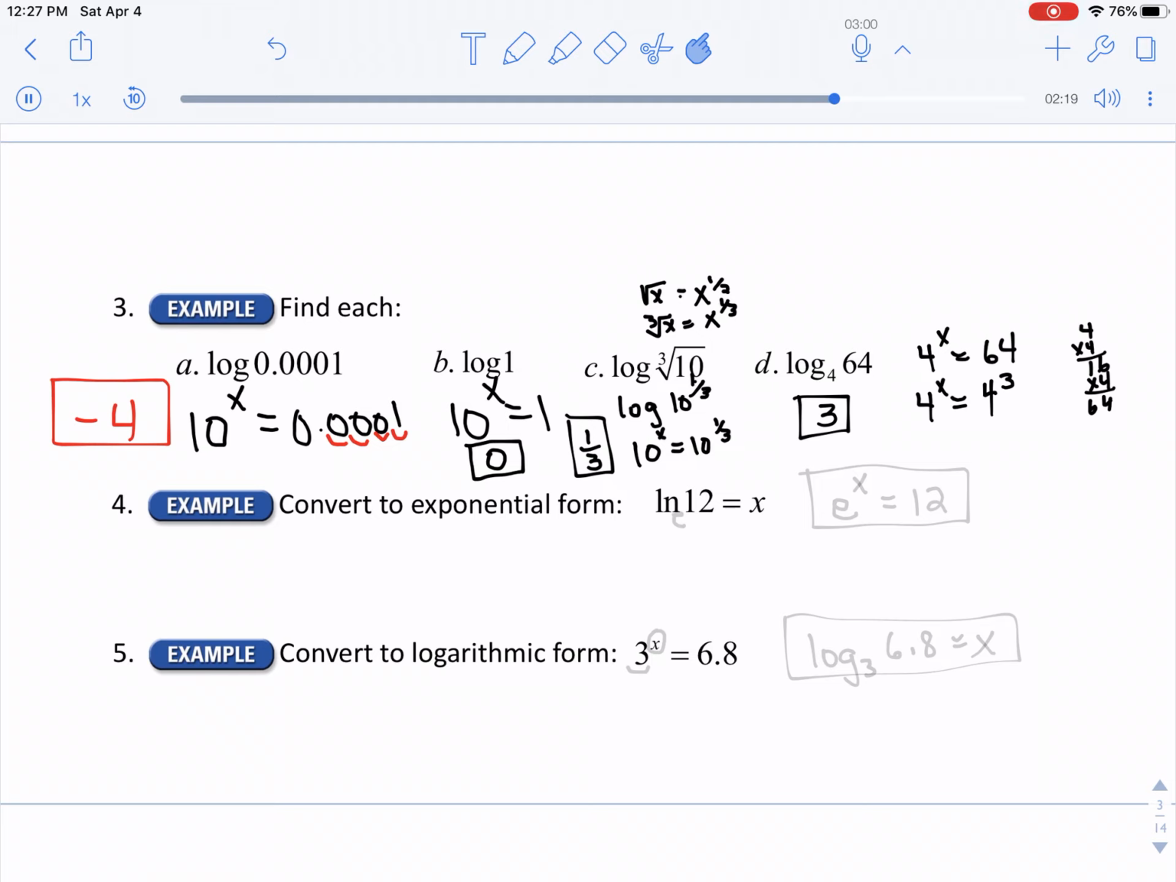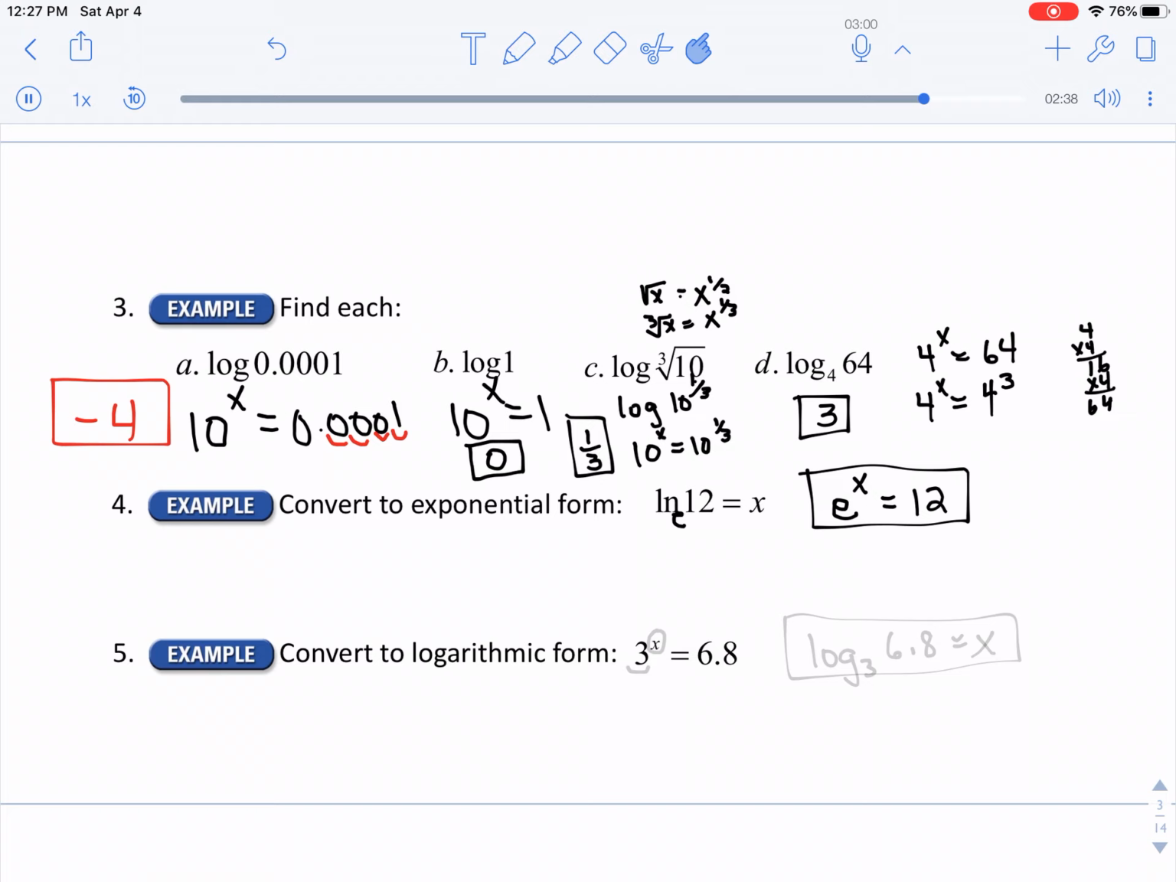Remember that ln has an invisible base of e, and to write it in exponential form, you write the base first, that's an e, and then you take the number that's not with the e, which in this case is x, equals 12, and that's the answer. So that's converting from log to exponential form.